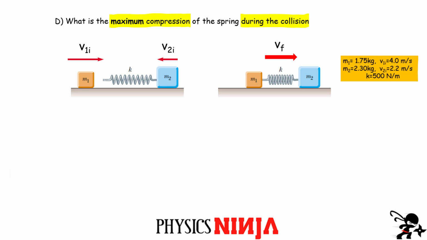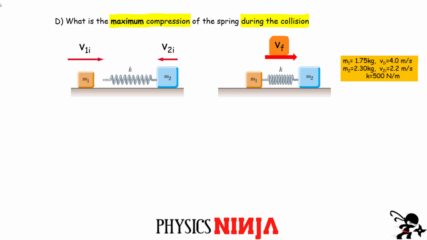Okay, and the key to this problem is right here in my figure. At the maximum compression, you may have to think about this for a while, both blocks are going to be moving at the same speed. Okay, and this is really the key to this problem. This simplifies our momentum equation, right? Because at that instant in time when it's maximally compressed, they're moving at the same speed.